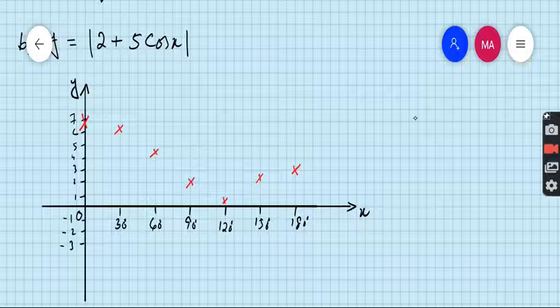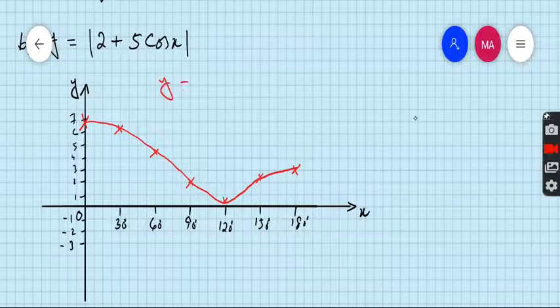Now join all these points. It is better, smoother as compared to the previous graph, isn't it? So this is part B.